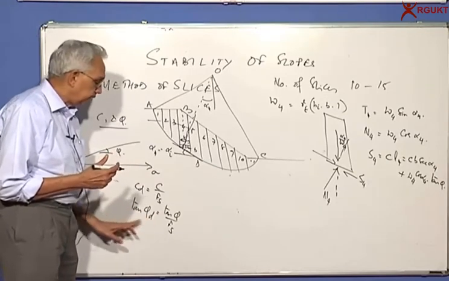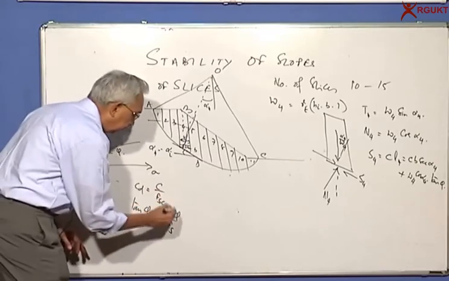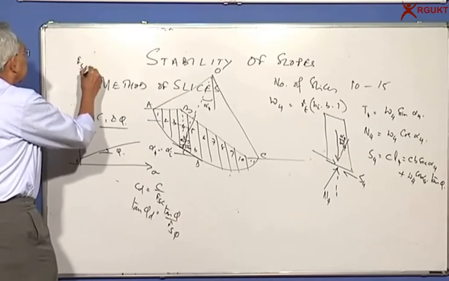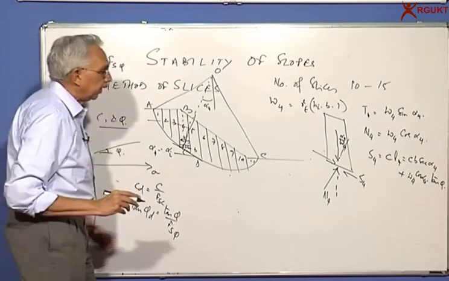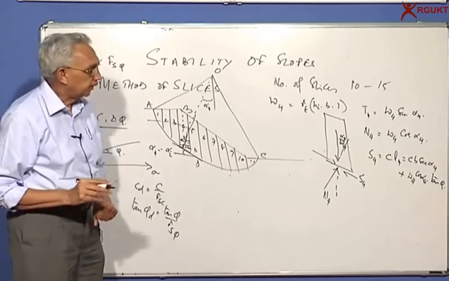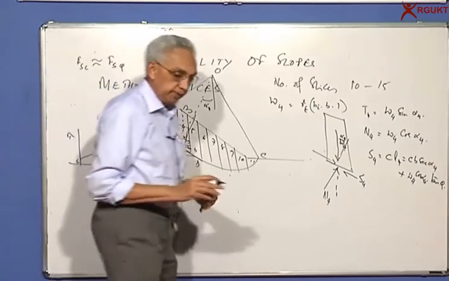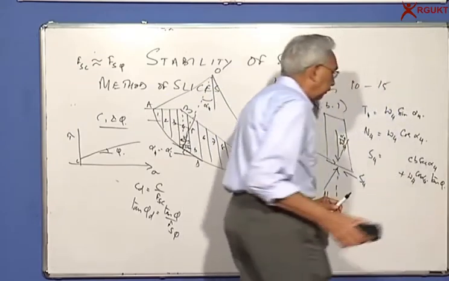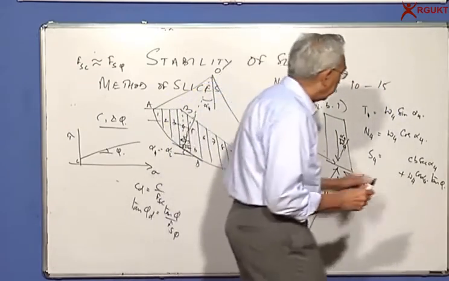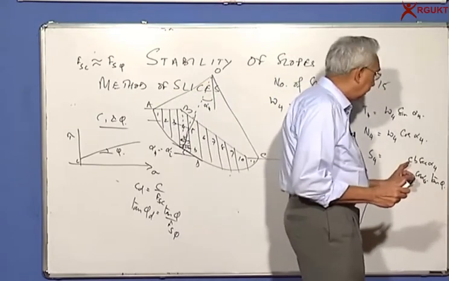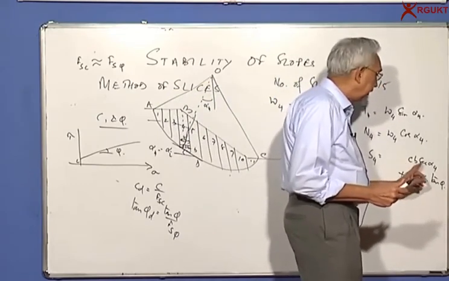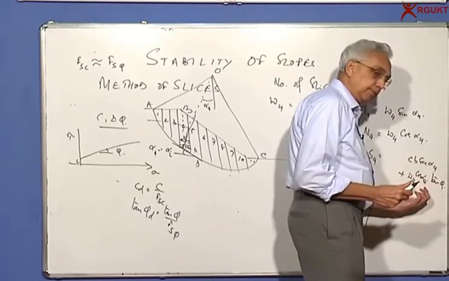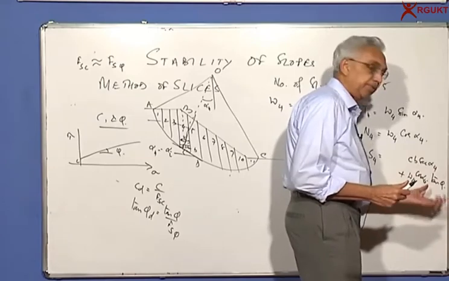And then similarly, Fs with respect to c, Fs with respect to phi. And often you can take them to be the same. And then we can use them for our analysis too. So here what you will find is the strength mobilized is equal to cohesion, or if you want, you can put c design or c mobilized, b secant alpha, plus the normal component, which is equal to W i cos alpha i into tan phi.